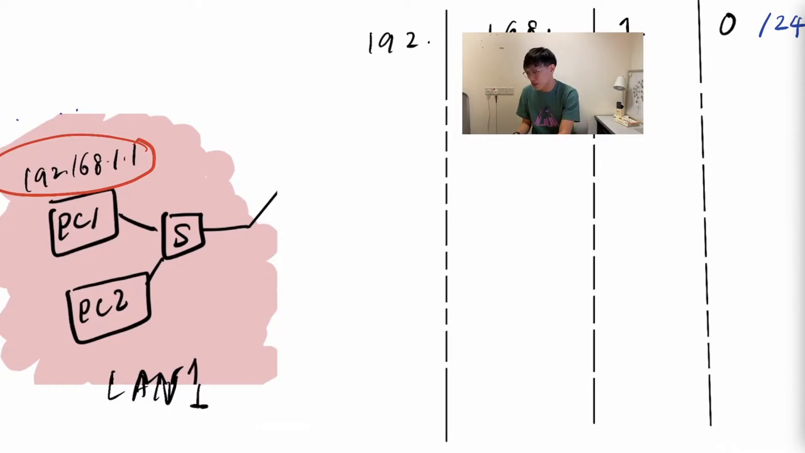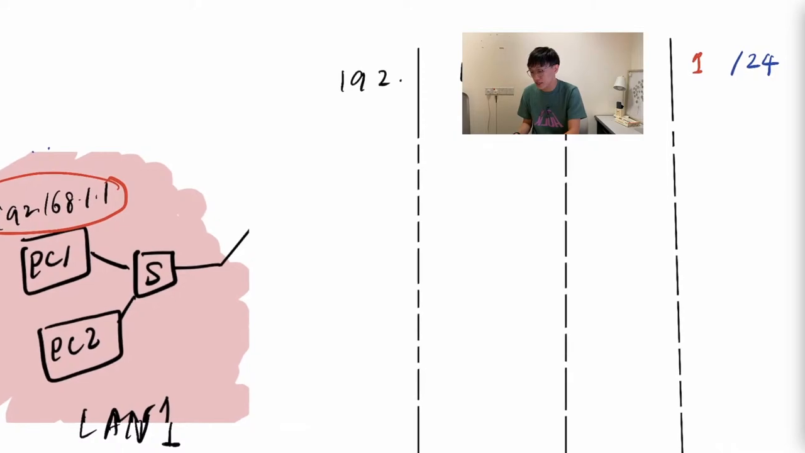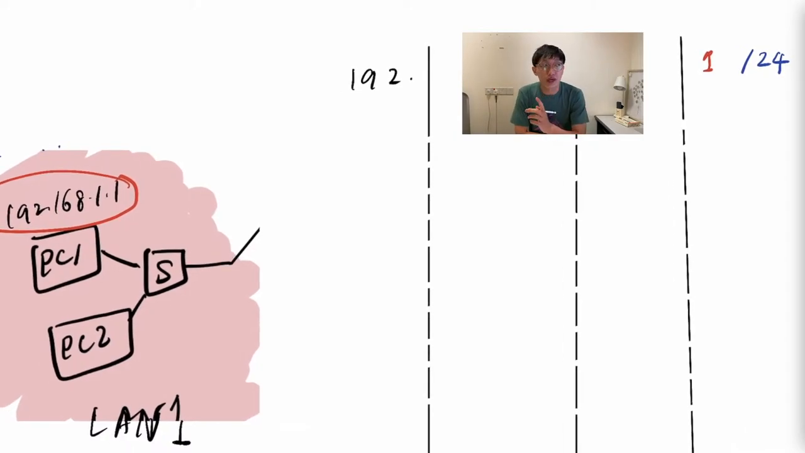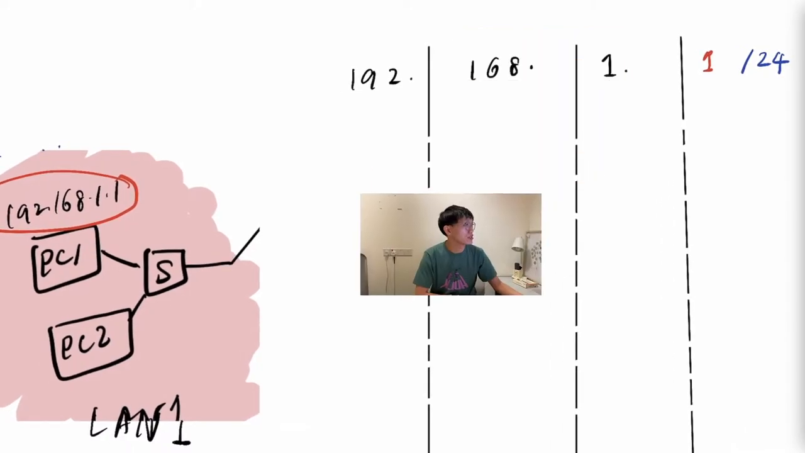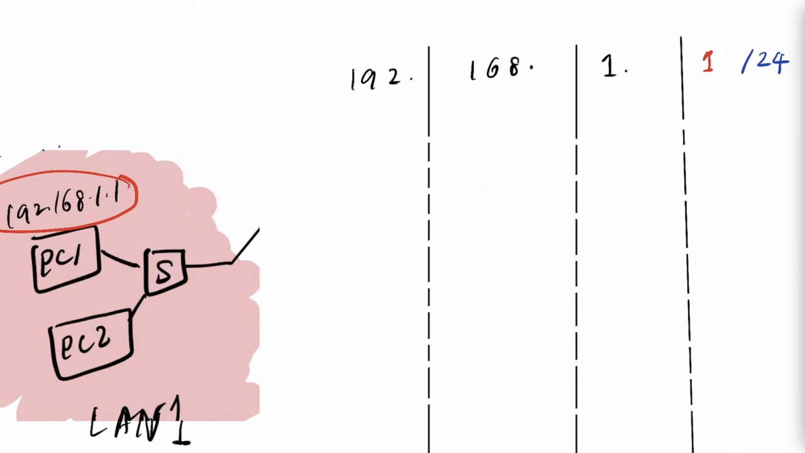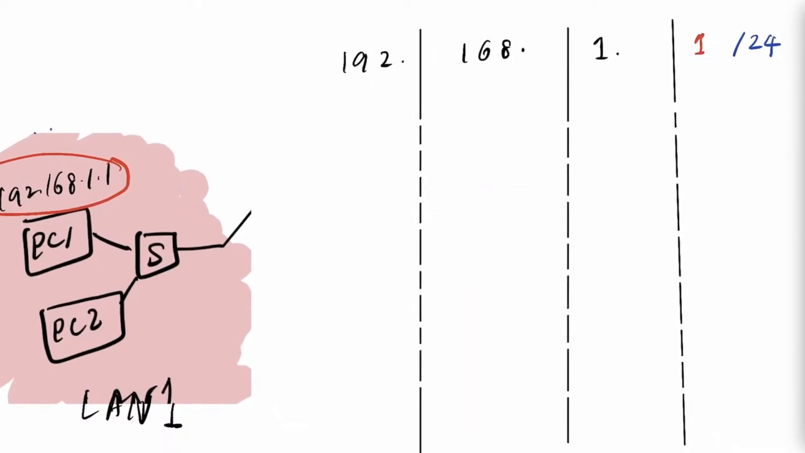Let's say you are given an IP address of a PC. So this is the PC1 IP address here. Wait, let me just move my screen. Now over here, you see that this is PC1 IP.